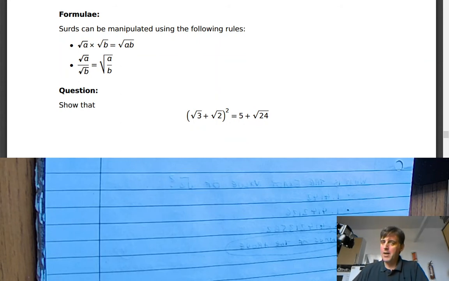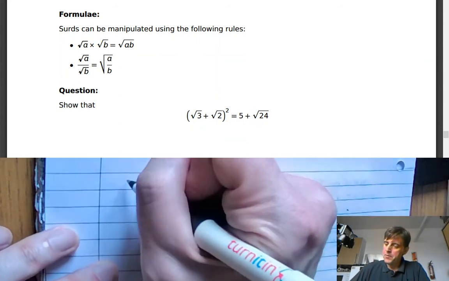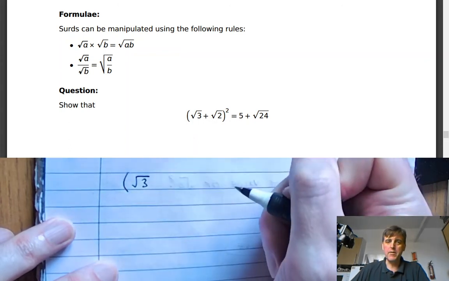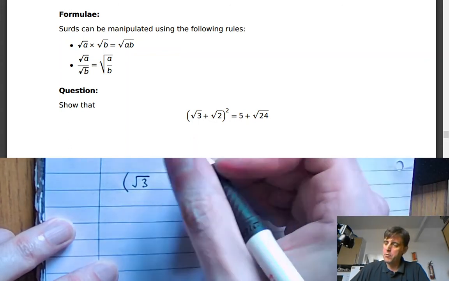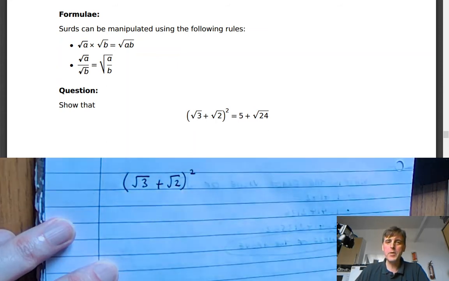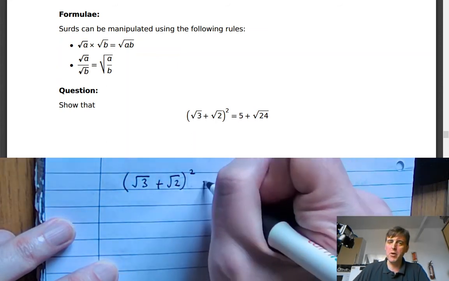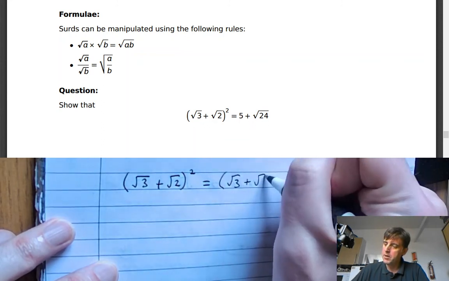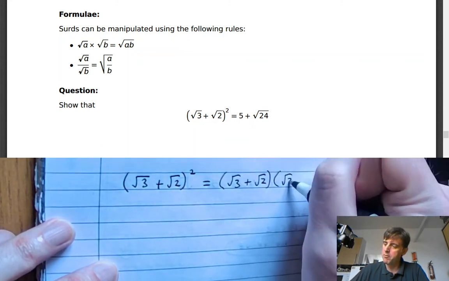Here we go then, let's see how we got on. So let's start off with the expression we've got here on the left hand side of our equation up there. So root 3 plus root 2, and we need to square that. So remember, squaring just means multiplying by itself. So I'm going to take the root 3 plus the root 2, and I'm going to multiply it by another root 3 plus the root 2.